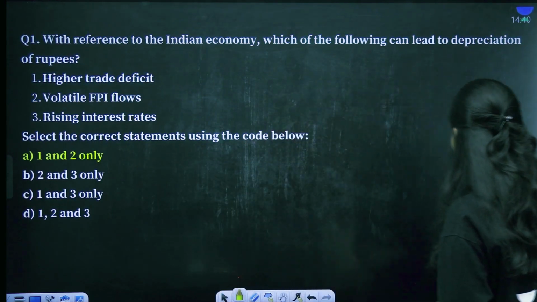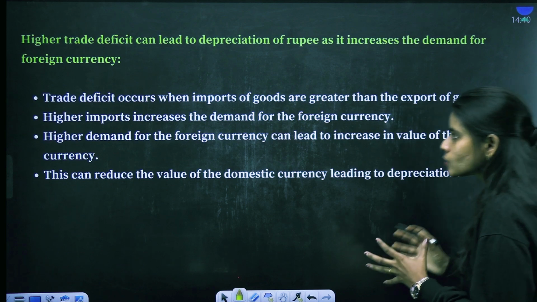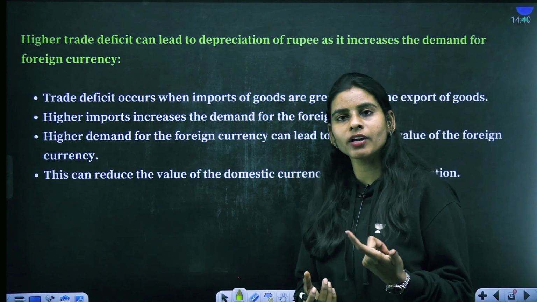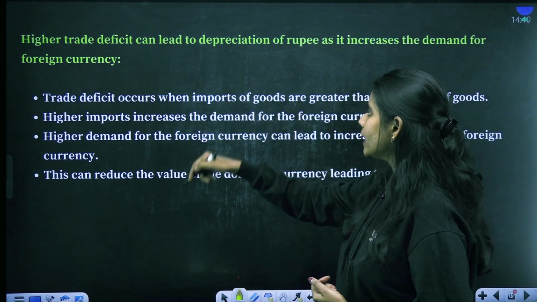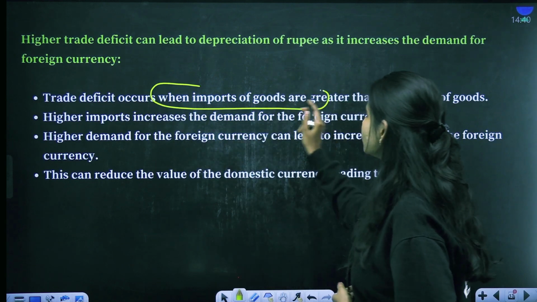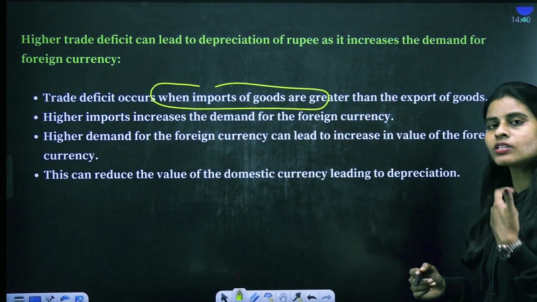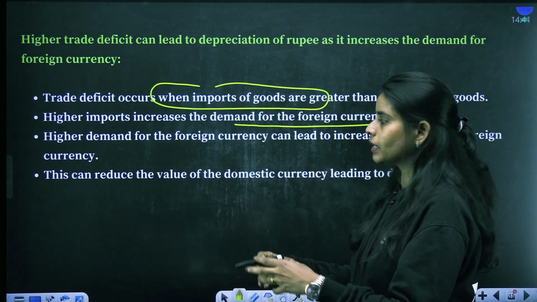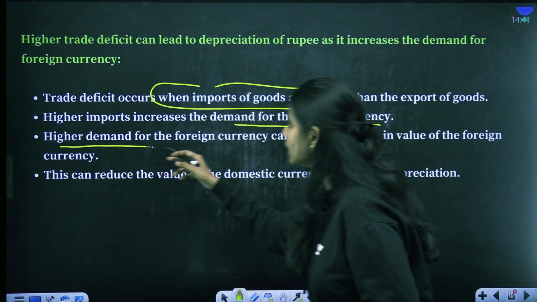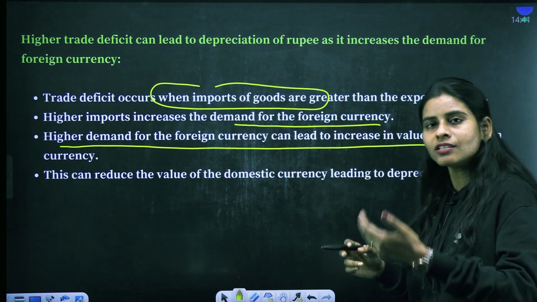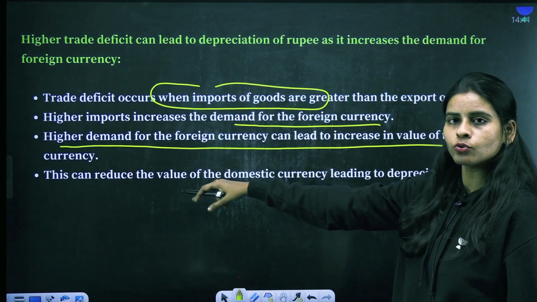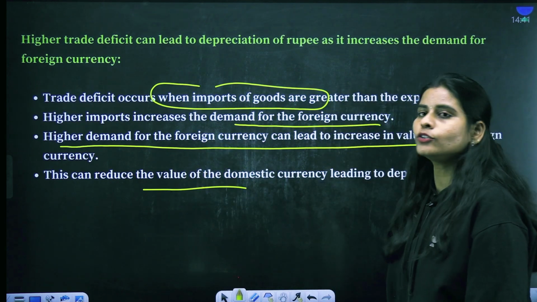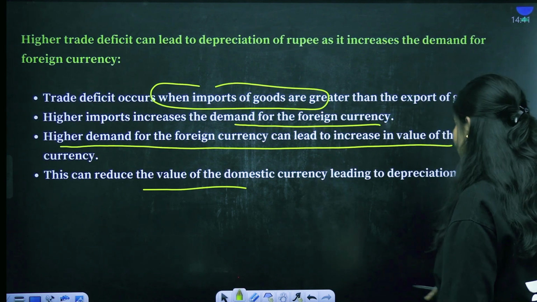So now let's quickly try to revise what we studied. How the higher trade deficit is leading to depreciation. It is because when imports of goods are greater, the imports increase the demand for foreign currency to settle the payment, and that higher demand can lead to an increase in the value of dollars with respect to rupees. So this will reduce the value of the domestic currency, leading to depreciation.